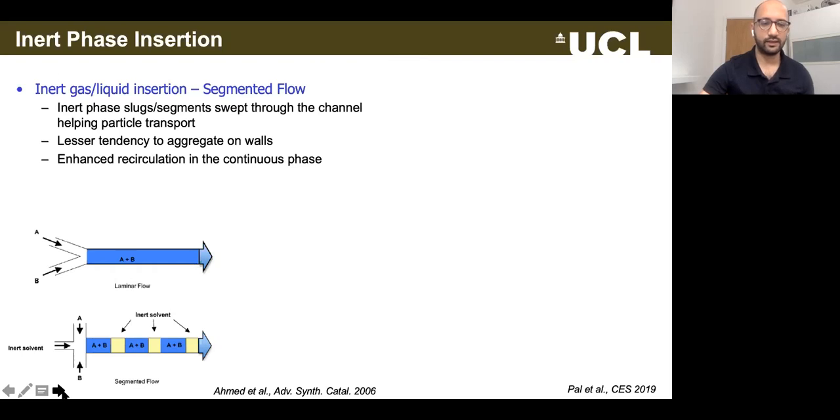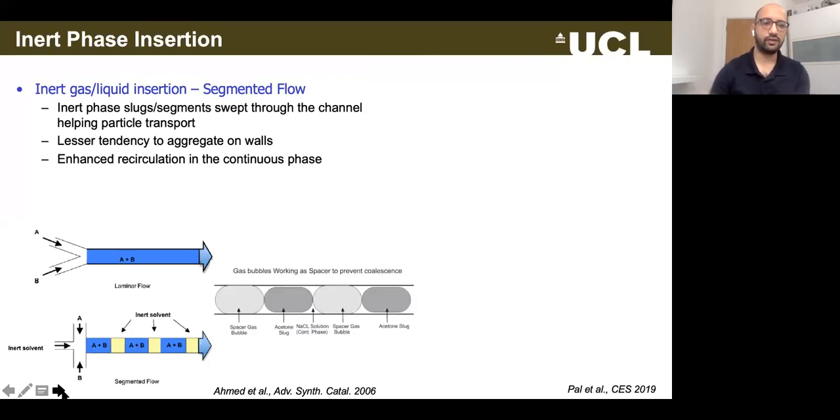If the particles are formed inside the flow, shown by A plus B here, and the particles are in the segments of A plus B, the yellow segments are the inert segments, which basically sweep the particles that form on the walls or in the channels throughout the channel. Due to the segmented inert solvents, there is less tendency to aggregate on the walls. And due to this inert solvent, there is also enhanced recirculation inside the continuous phase, which is the A plus B here. And due to this recirculation, the particles have less tendency to deposit on the walls.